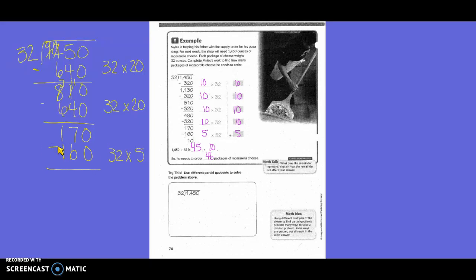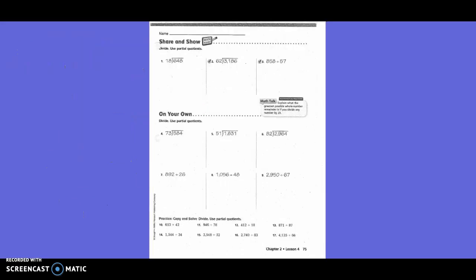So I have 170 minus 160, which leaves me with 10, right? And then I'm going to come over here and add all of these. So 20 plus 20 plus 5 is 45. So my answer is 45 remainder 10. So we got the same answer, but did we have to do as many steps? No. Alright, so divide and use partial quotients.